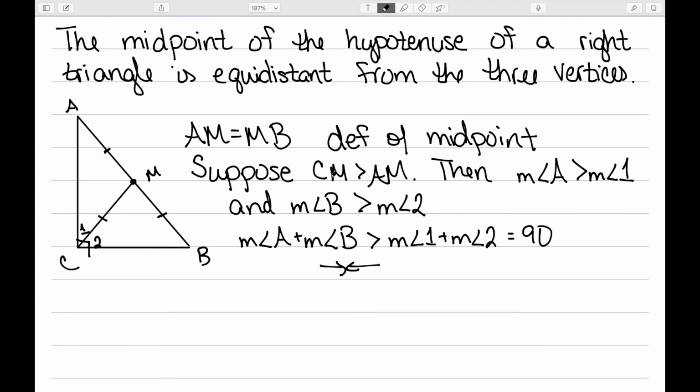We can do something similar if we suppose CM is smaller than AM, then we can get that this triangle would sum to be smaller than 180, which is not what we want either. So therefore, it has to be the same distance. It has to be equal. Since it can't be greater than or less than, they have to be equal.